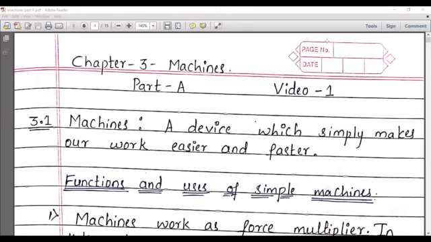Okay, so next, we are going to learn about the functions and uses of simple machines. So what are simple machines? Simple machines are made up of very few parts, and they simply change the direction or the magnitude of force. So we will learn about the functions of machines.